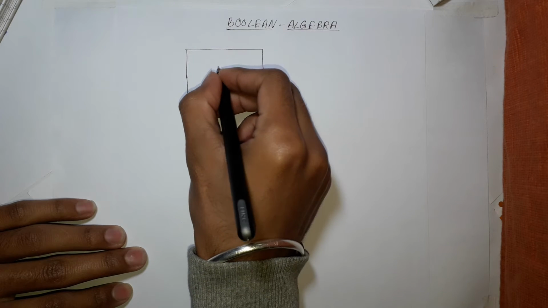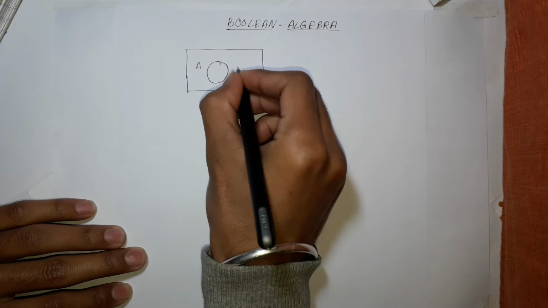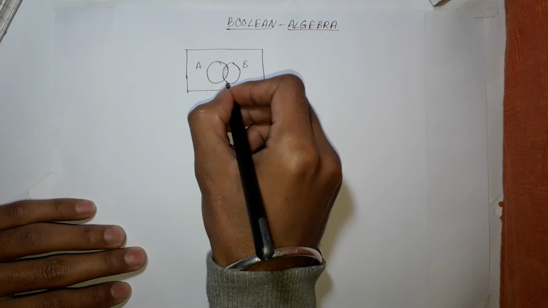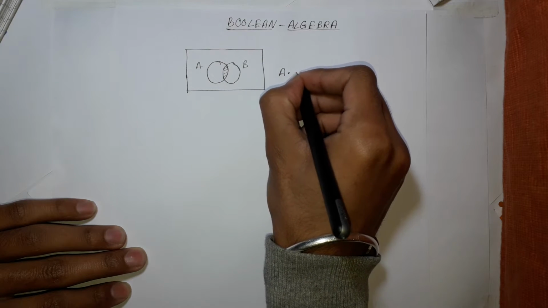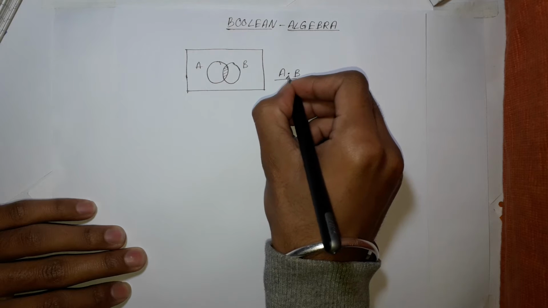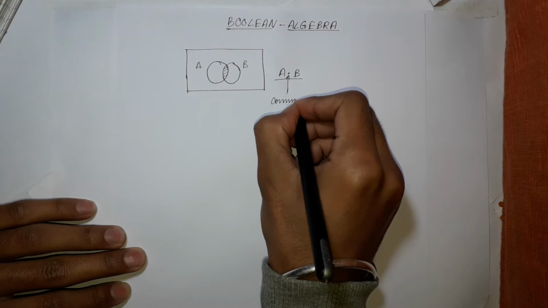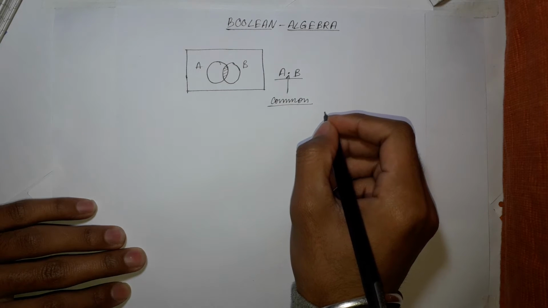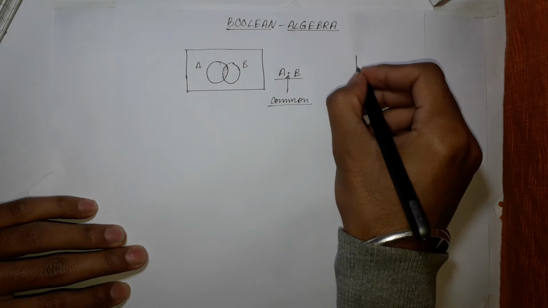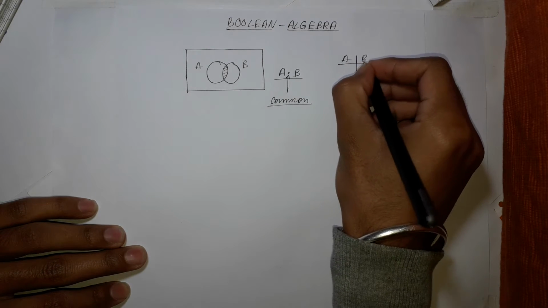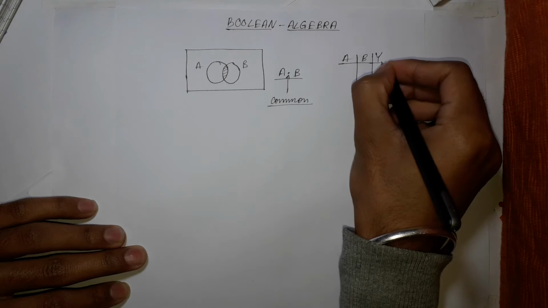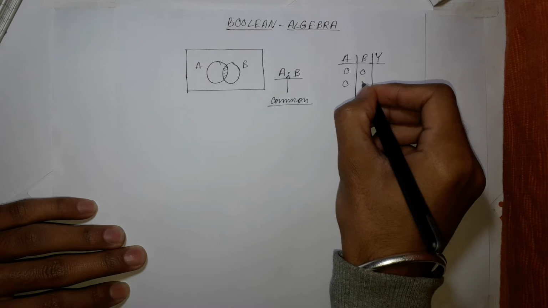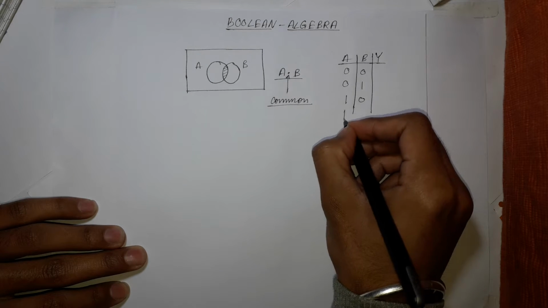Now here we have our two inputs, let's say A and B. The common region between these portions is represented by A dot B. This dot represents that a common region between the inputs is required. Now let's justify the truth table of our AND gate using this Venn diagram. So here we have our input A, input B and output Y. For two inputs we'll have four combinations, that is 0 0, 0 1, 1 0 and 1 1.